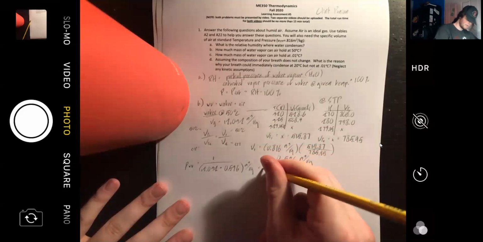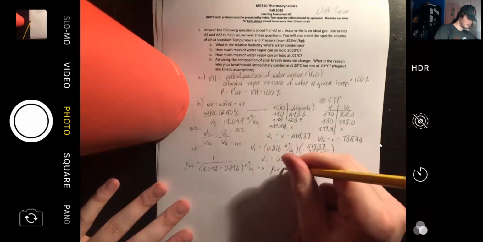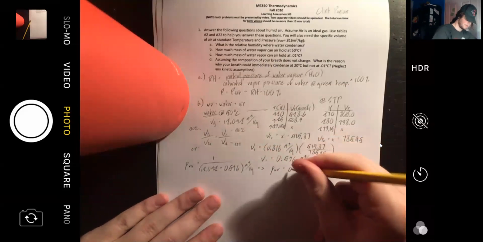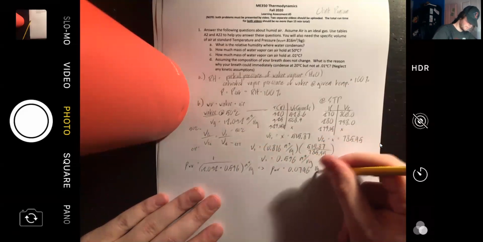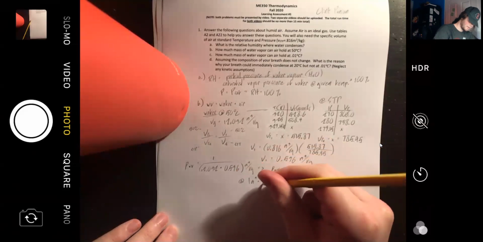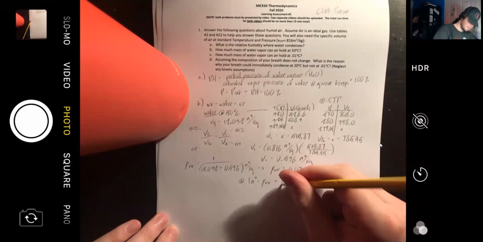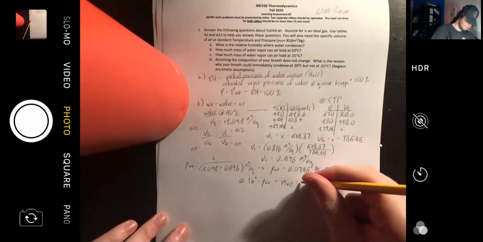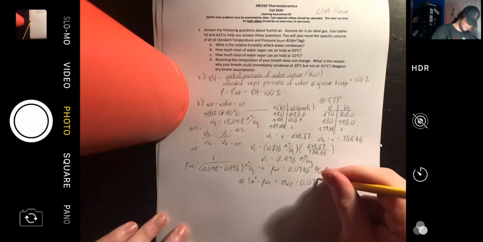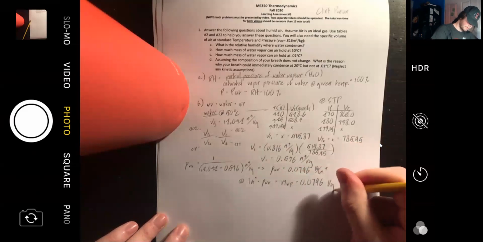All right, so the density of water vapor at 50 degrees Celsius will be 0.0796 kilograms per meter cubed. The problem does not state any kind of volume variable, so we're just going to plug in whatever we feel like to find the mass. So at 1 meter cubed times our density value, the mass of the water vapor will be 0.0796 kilograms at 50 degrees Celsius.